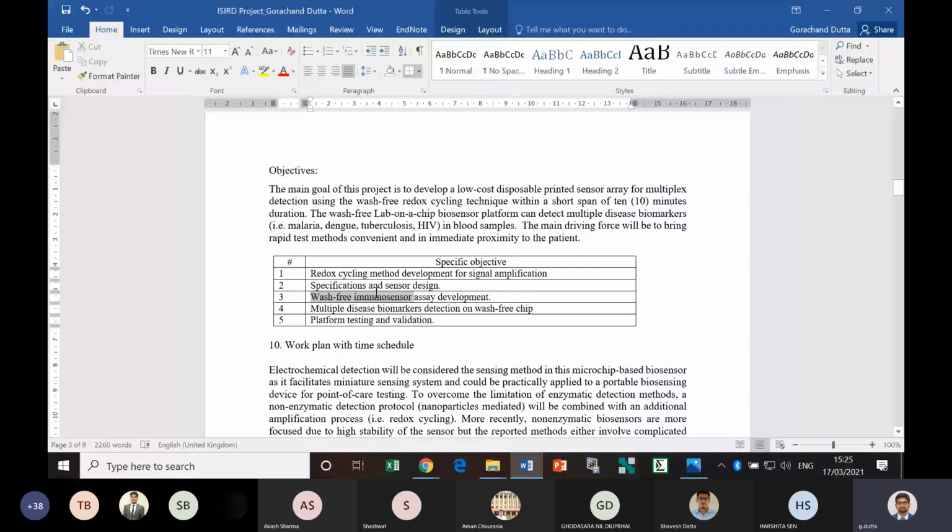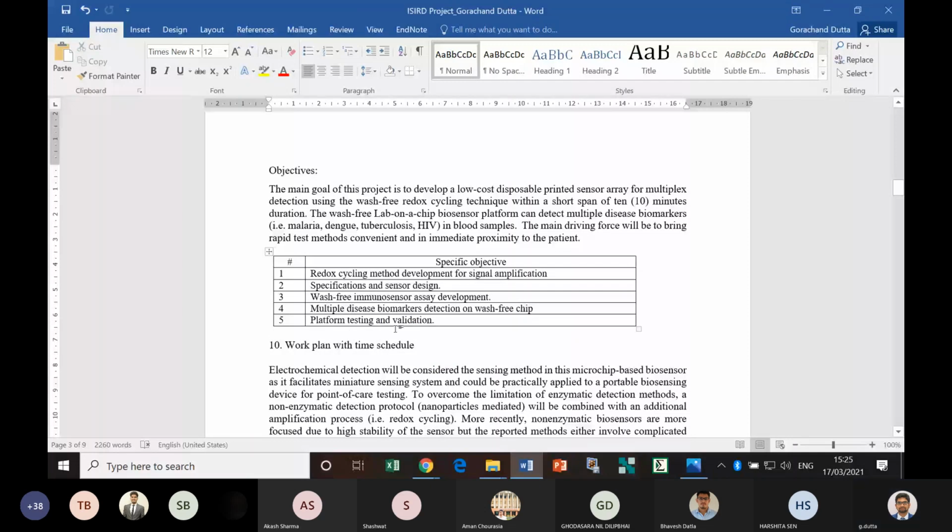Then we will use a multiplex detection. Then, after the development, we will test and validate our sensor. Right. So all these objectives should be mentioned point by point.